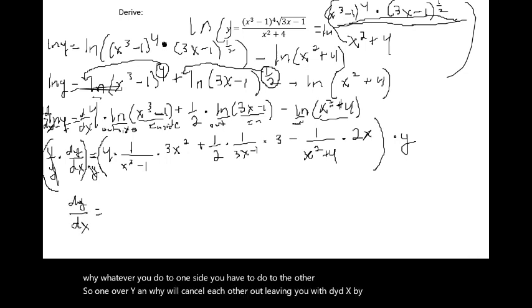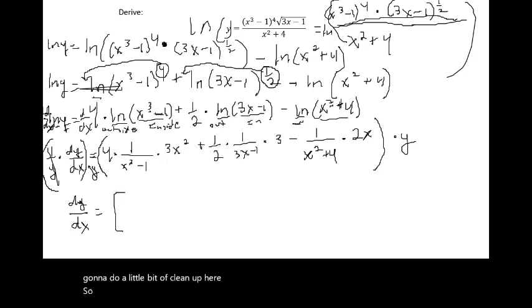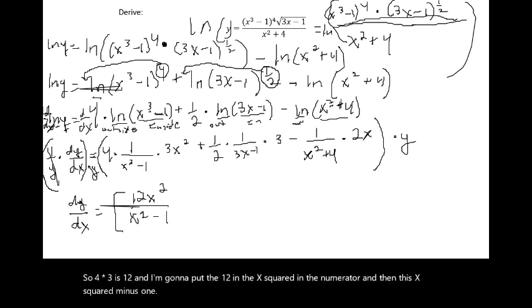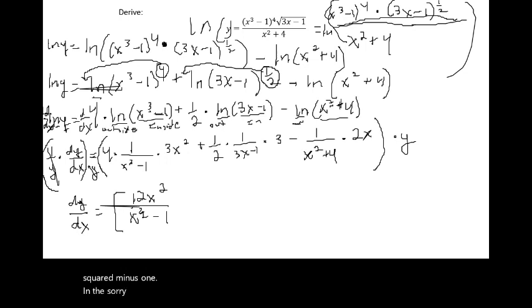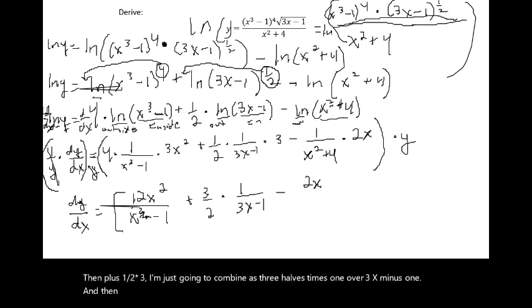And I'm just going to do a little bit of cleanup here. So 4 times 3 is 12, and I'm going to put the 12 and the x squared in the numerator, and then this x cubed minus 1, I can't read my own handwriting, in the denominator. Then plus 1/2 times 3, I'm just going to combine as 3/2, times 1 over 3x minus 1. And then I'm just going to condense this into one fraction, 2x over x squared plus 4.